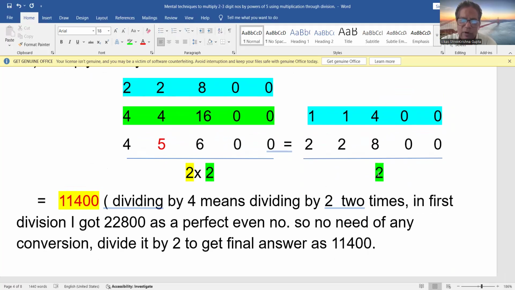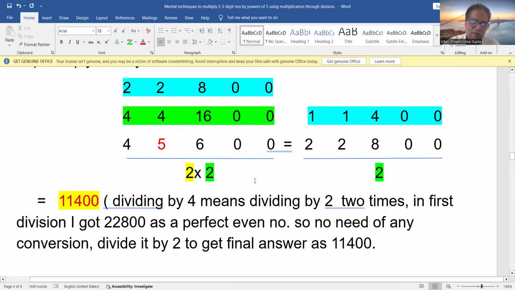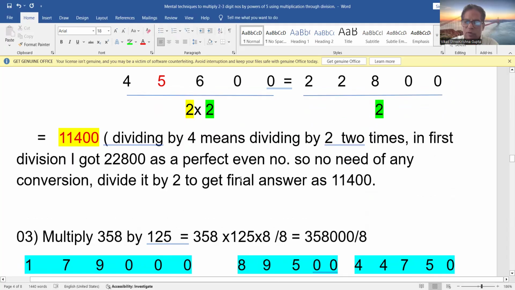You see, I have not done any multiplication. I simply divide this number 45600 by 2 two times. Why 2 two times? Because I am multiplying by a power of 2. You see, it is 45600. The 00 means 25 into 4, a power of 2 squared. So I have to also divide it by 2 squared, that is 2 into 2. So I am dividing 45600 by 4, by 2 two times, and I get the answer 11400.